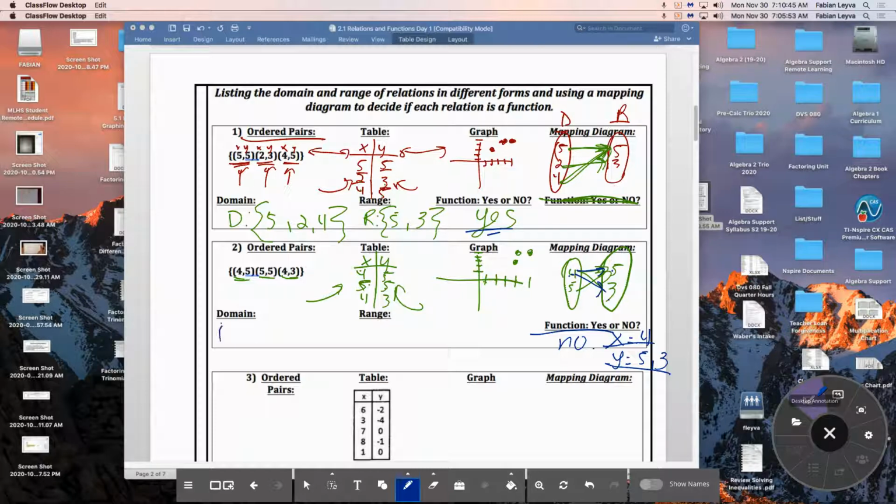Now let's just finish up the domain and the range real quick. The domain here is going to be a 4 and a 5. Do not forget your fancy math brackets. And then 5 and 3.